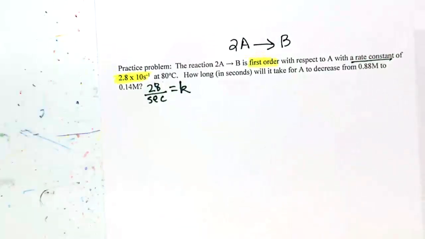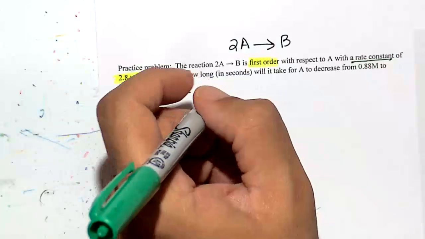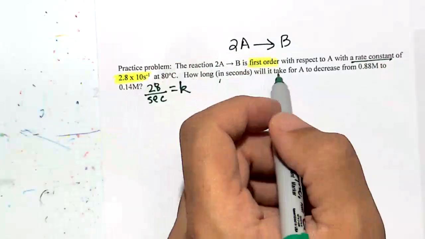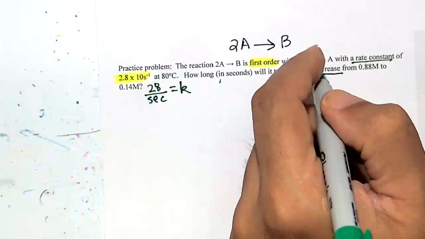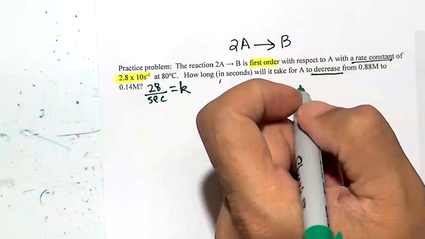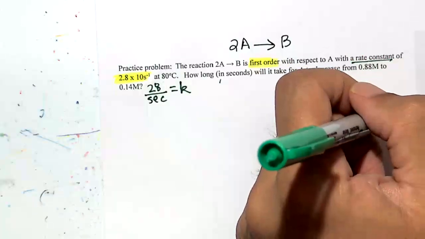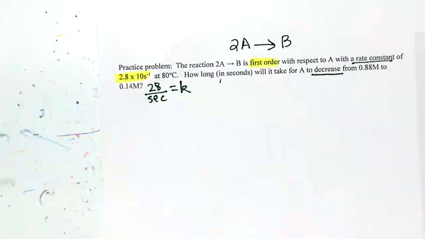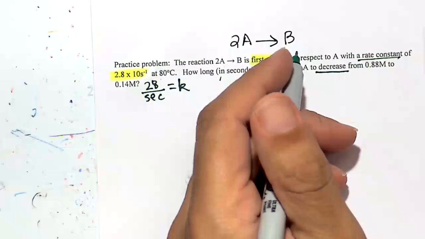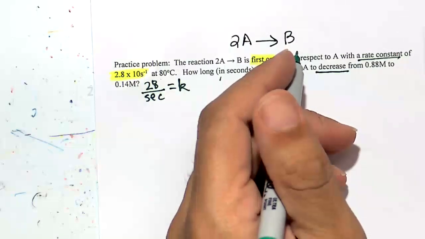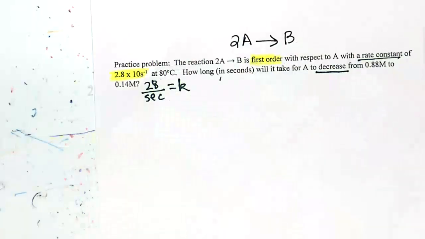Okay, how long in seconds? What are we trying to solve for here? Time, yes, in seconds. Very good. How long will it take for A to decrease? What does decrease mean to you guys? It means decay, to decrease from 0.88 molar to 0.14 molar. All right, so what equation shall we use here? Which equation? First order, yes.